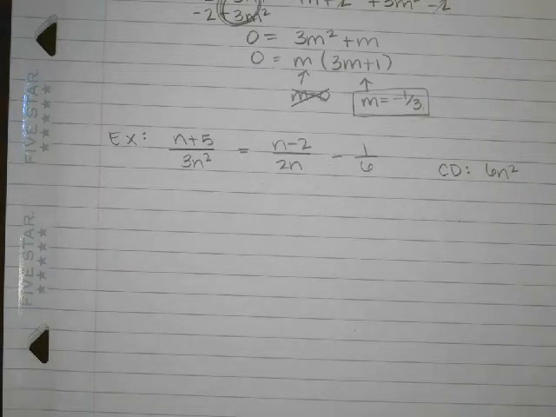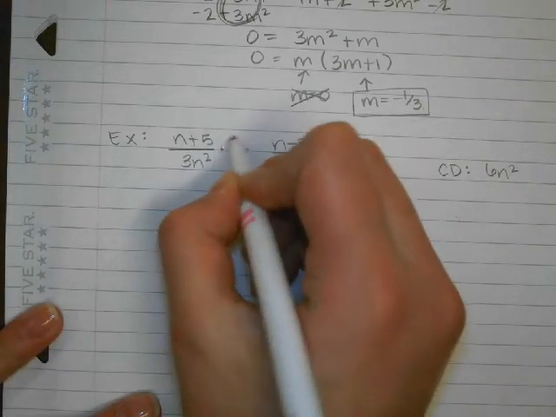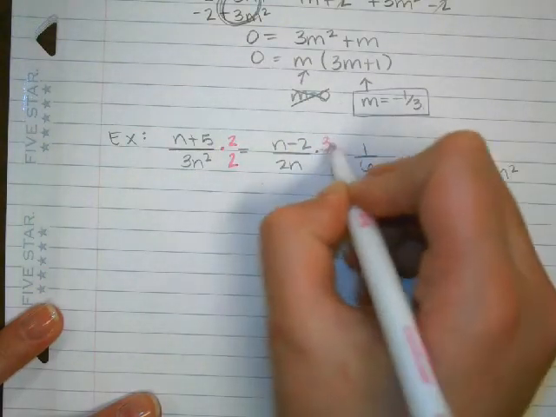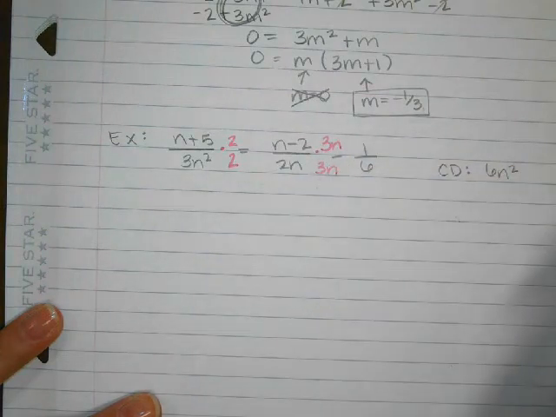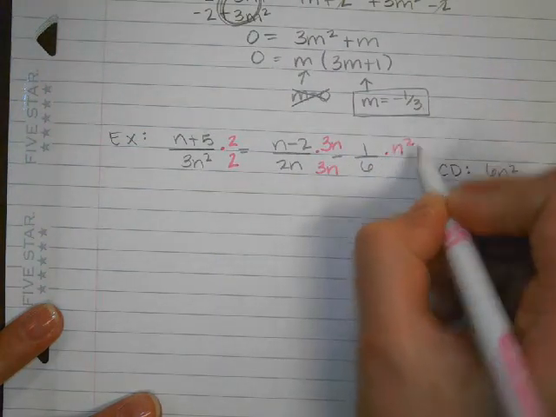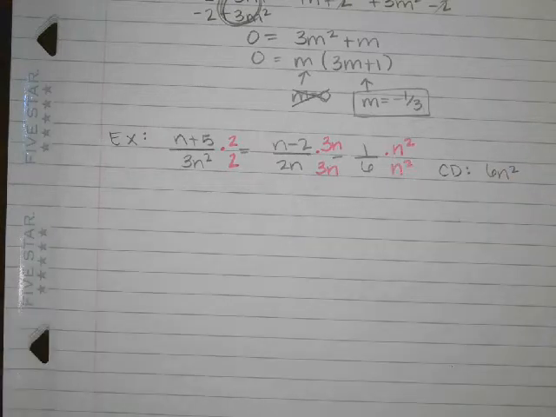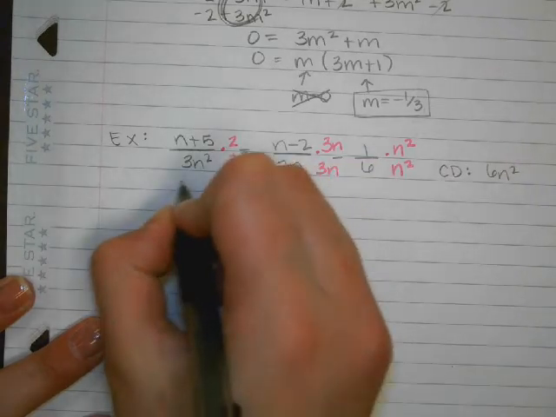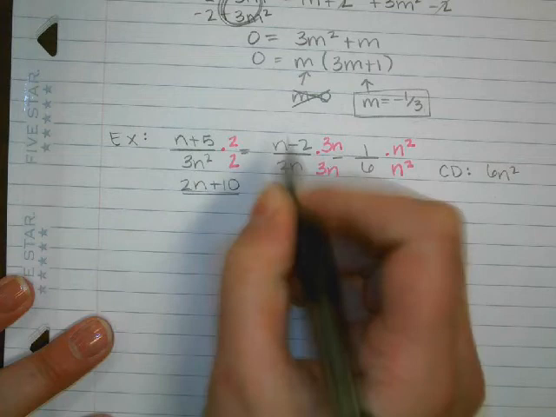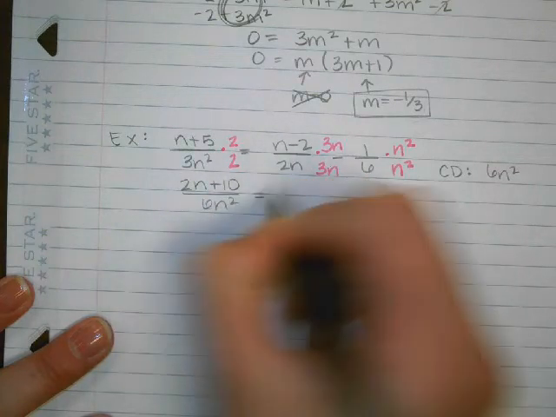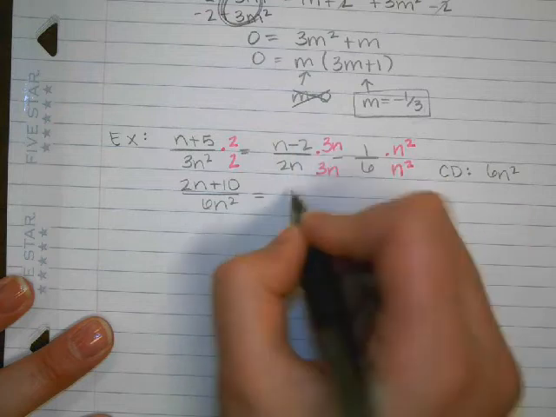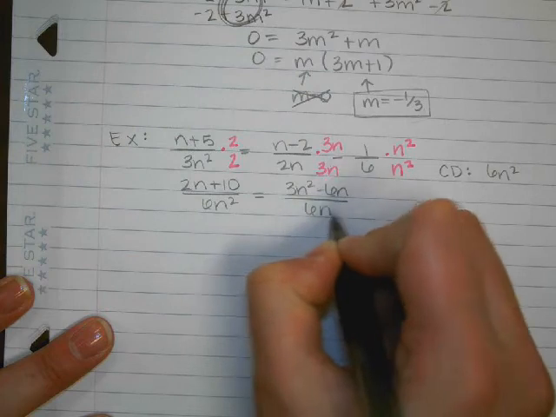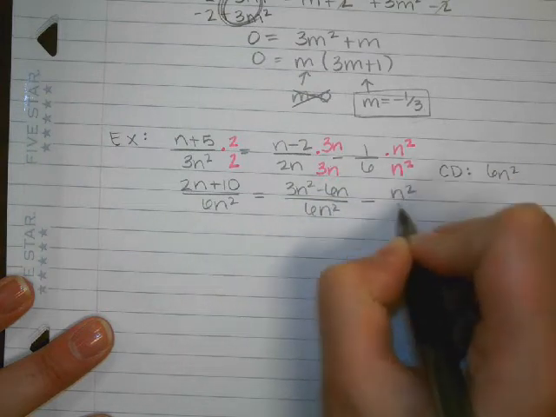So the first fraction is going to need to multiply by 2 on the top and the bottom. The second fraction is going to need to multiply by a 3n on the top and the bottom. And the third fraction is going to need to multiply by an n squared on the top and the bottom. So that leaves me with 2n plus 10 over 6n squared equals 3n squared minus 6n over 6n squared minus n squared over 6n squared.